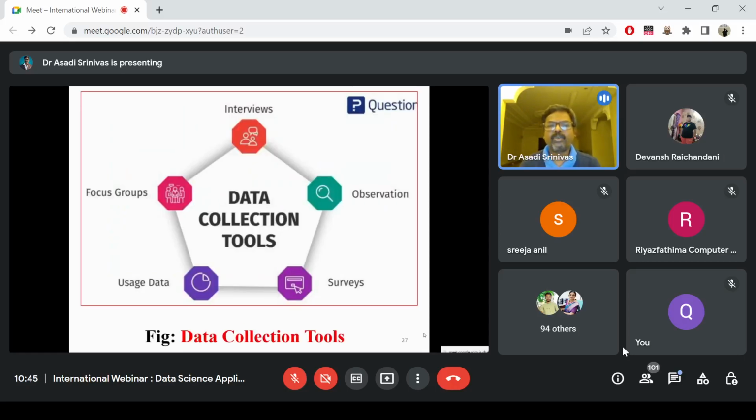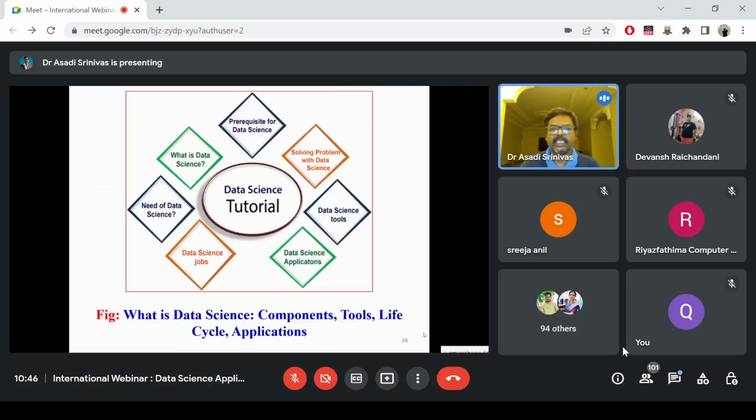Then how are we collecting the data? Data collection tools: through interviews we are collecting the data, through observation we are collecting the data, through surveys we are collecting the data, through usage data, and through focus groups we are collecting the data.